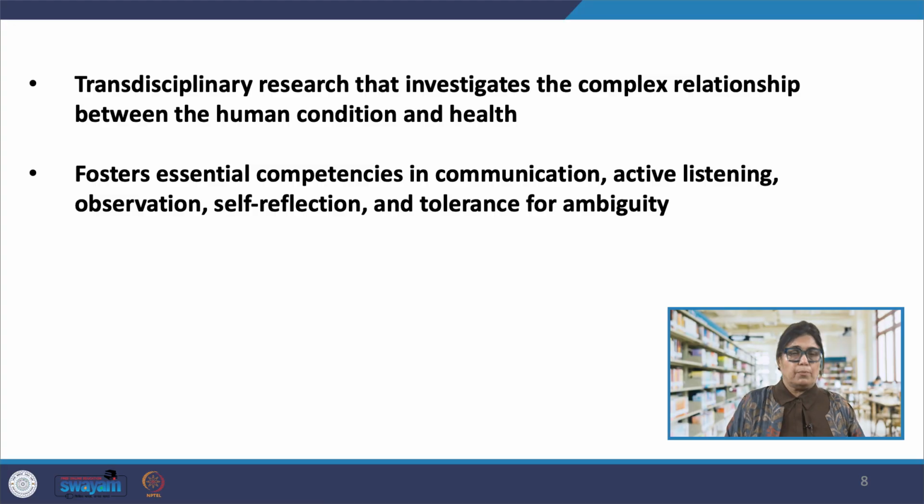In light of evolving disease patterns and the increasing variety of health challenges faced by diverse populations, the field of health humanities has emerged. This newer discipline seeks to broaden the traditional boundaries of medical humanities by incorporating a wider array of perspectives and disciplines, thus addressing a more comprehensive range of health-related issues. Health humanities encompasses transdisciplinary research that investigates the complex relationship between the human condition and health.